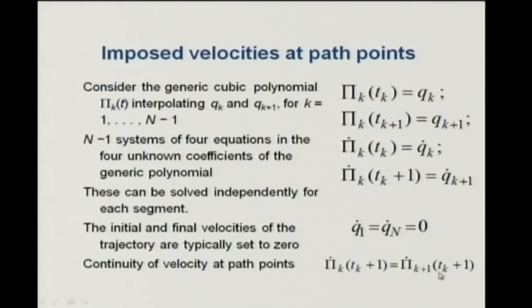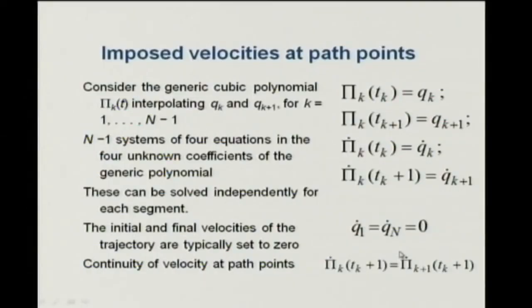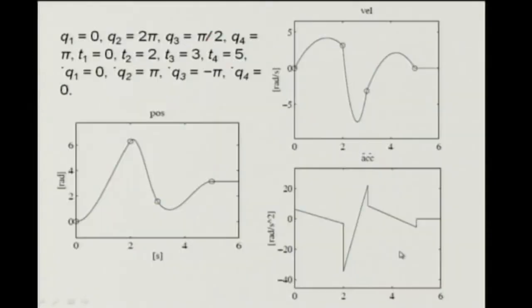So we will have n minus 1 systems, because if you have n points, then you have n minus 1 intervals. I said n plus 1, sorry, n minus 1 systems of equations. That is quite simple, and this is what happens typically.